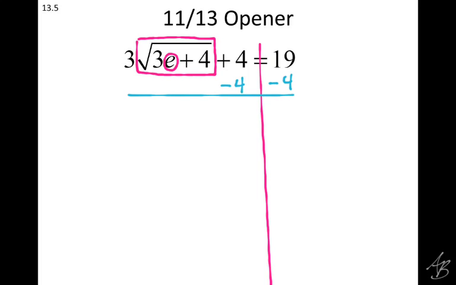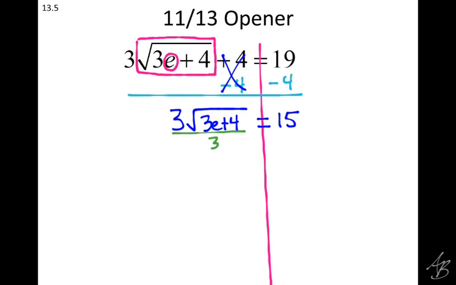And when we subtract 4 on the left side, those 4's cancel each other out, leaving what? 3 square root of e plus 4. Okay, and on the right side, 19 minus 4 is? 15. Okay, now what? Divide by 3. Okay, now we'll divide by 3 on both sides. We're trying to get rid of this 3 that's outside the square root still. So we divide by 3.